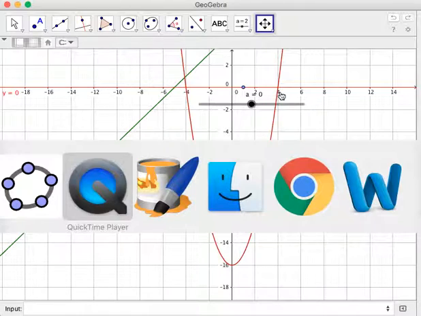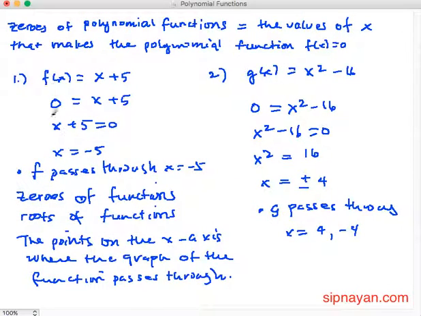So, ibig sabihin, yung pinaka-conclusion natin is that if we are looking for the zeros of the polynomial function, we are actually looking for the roots of that function. And we are also looking for the points on the x-axis where the graph of that function passes through. Okay? So, I hope malinaw yung konsepto na sinasabi natin.